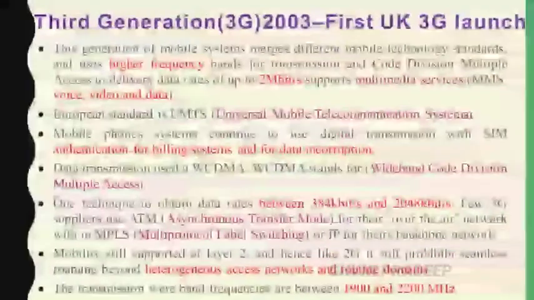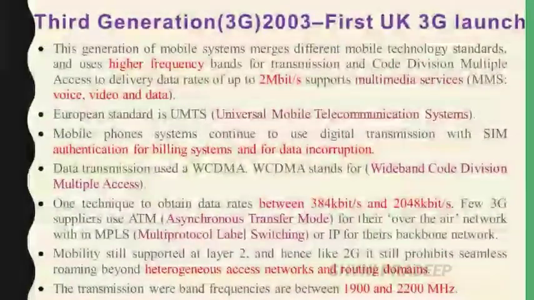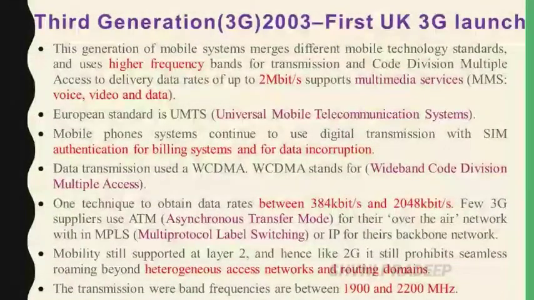Next, third generation 3G, year 2003, first UK 3G launch. This generation of mobile systems merges different mobile technology standards and uses higher frequency bands for transmission and delivery of data rates up to 2 megabits per second. It supports multimedia services such as voice, video, data. The transmission wide band frequencies are between 1900 and 2200 megahertz.